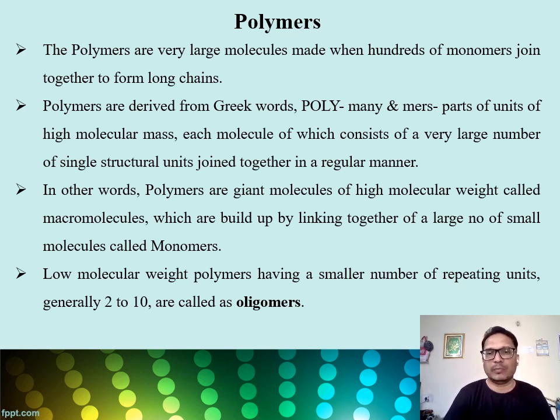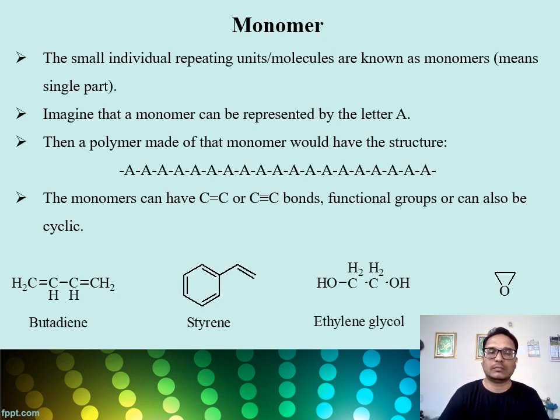Low molecular weight polymers having a small number of repeating units, generally 2 to 10, are called oligomers. For a polymer, the number of repeating units should be more than that.